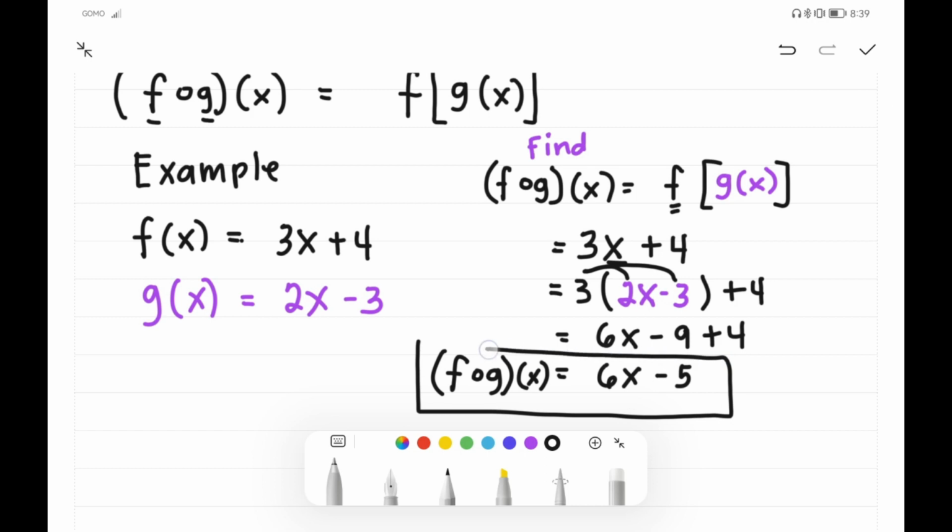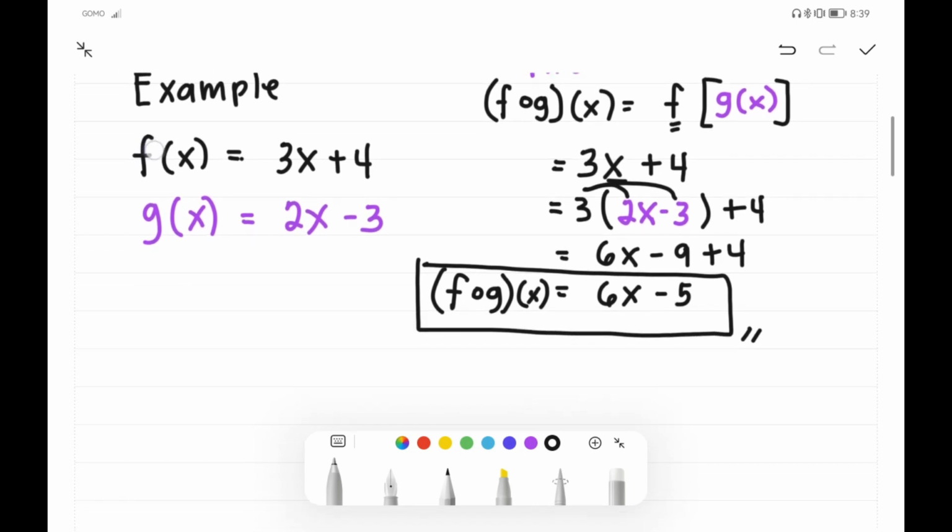Okay? So if you have questions, feel free to ask. So how about if we are asked to find the value? Baliktarin naman natin. So we have here, find the value of g composite of f of x.